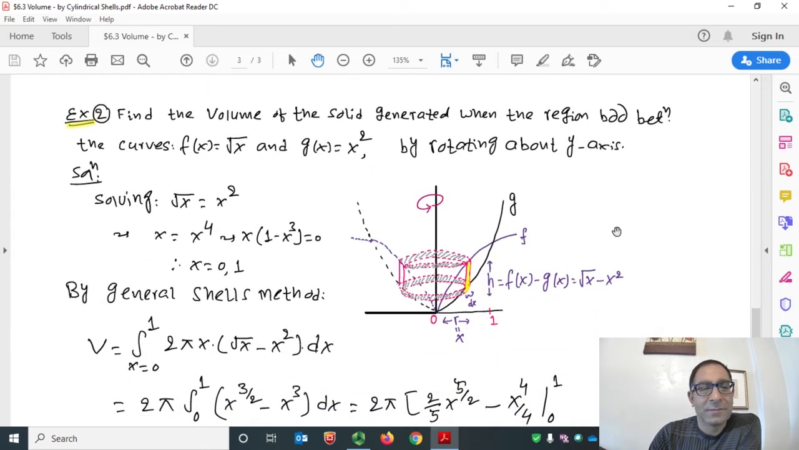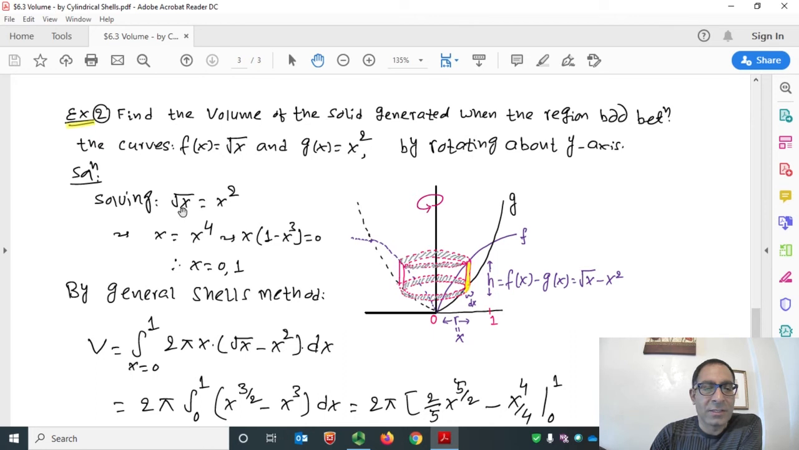Example 2 is better. Find the volume of the solid generated when the region bounded between the curves y equals radical x and y equals x squared is rotated about the y-axis. So I'm using two functions here, so that means in my height I need to subtract. Okay, great. So first let's draw the region here. So here is f(x), the function y equals radical x, is this one. Another function is g(x) equals x squared, it's y equals x squared, this parabola.